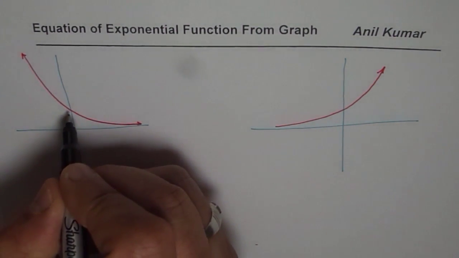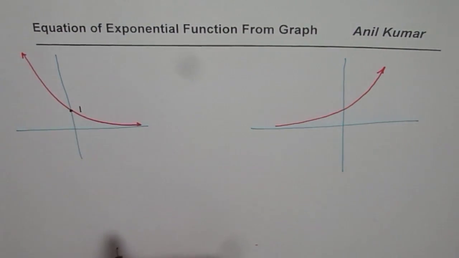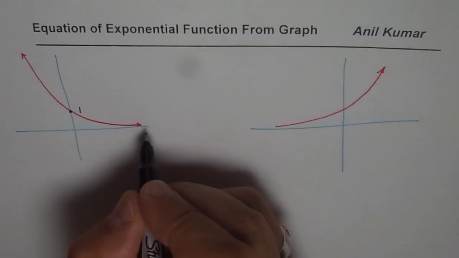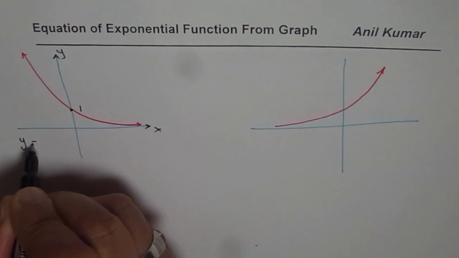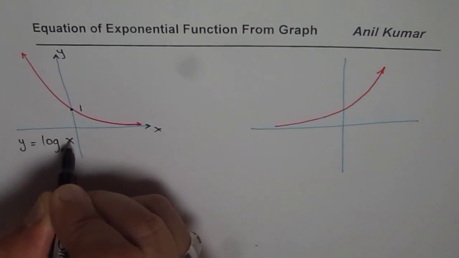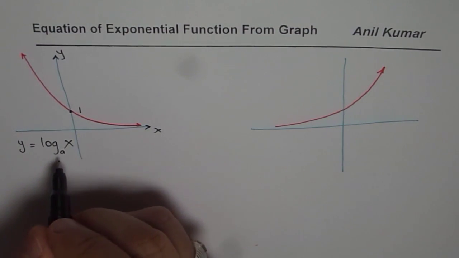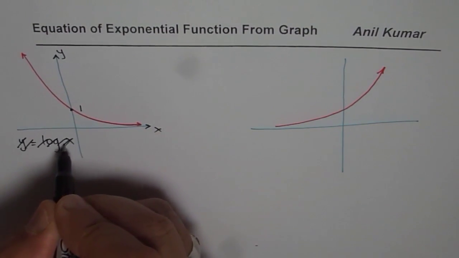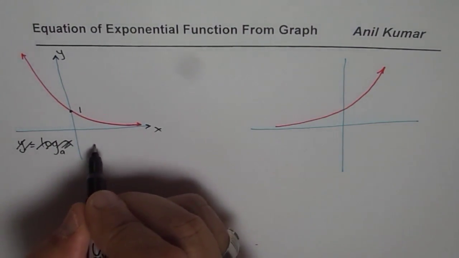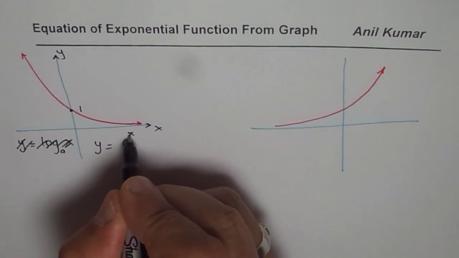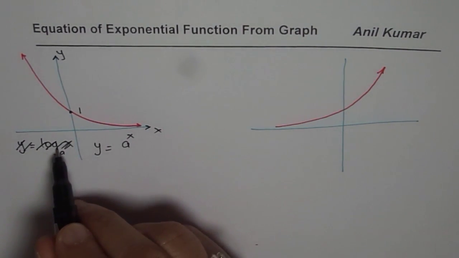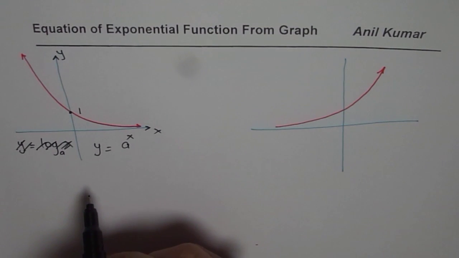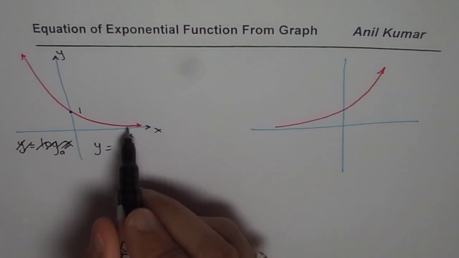Now to start with, let's start with a very simple value. Let's say the y-intercept is 1. Now my question to you is, if this is the x-axis and that is the y-axis, and it is an exponential function, I should not be writing y equals log a x. I should be writing y equals a to the power of x. Perfect. So remember that part. We are doing a chapter on logarithmic and exponential equations, but be careful. Log is the inverse of the exponential function. So this is an exponential function.